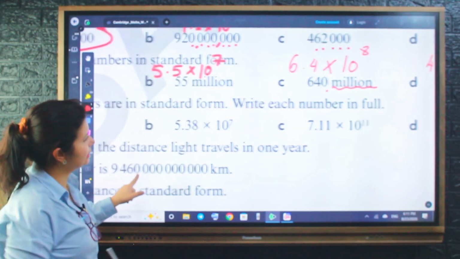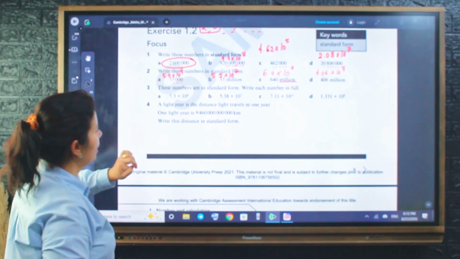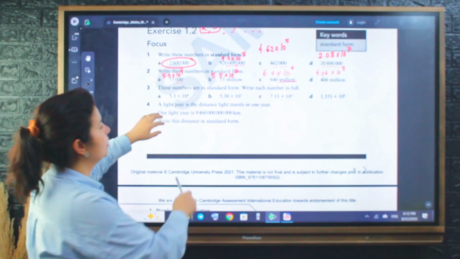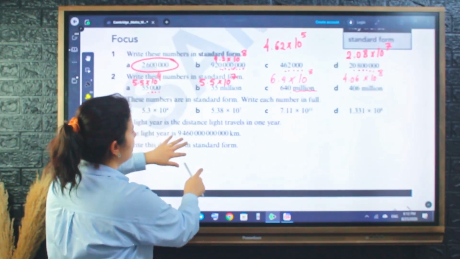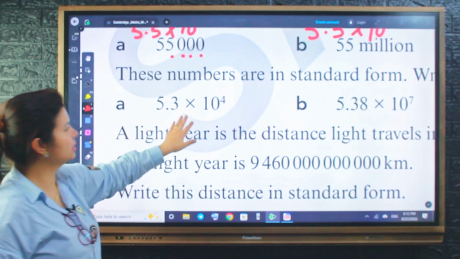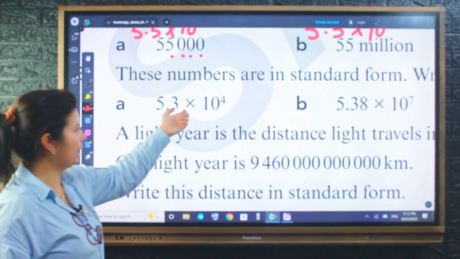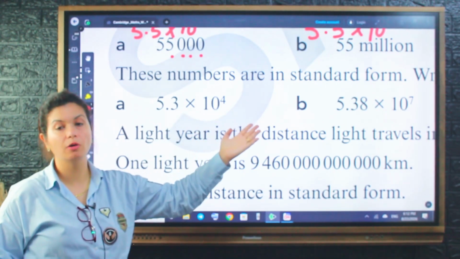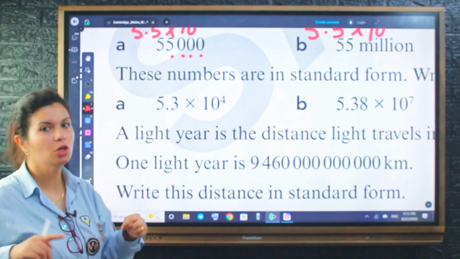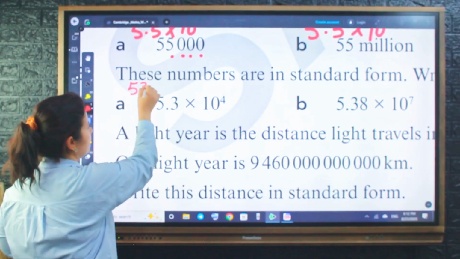Okay, look here. This time we have the numbers in the standard form, and we need to write the number in full. Let's go to the first one. Here we have the standard form and we need to write it in the full form. We have 10 raised to the power 4, that means we have 4 zeros, and the number here is 5.3 times 10,000. So it's going to be like this.